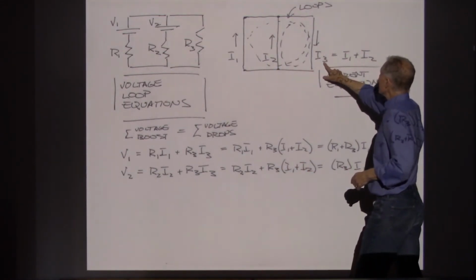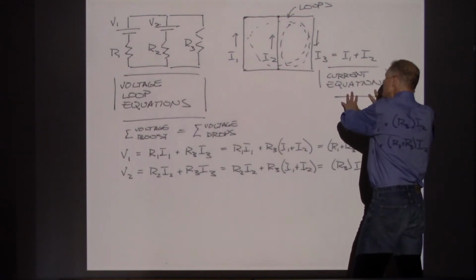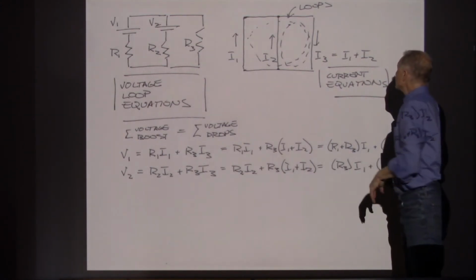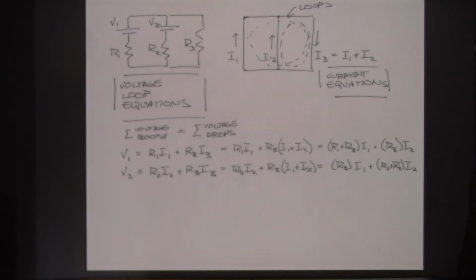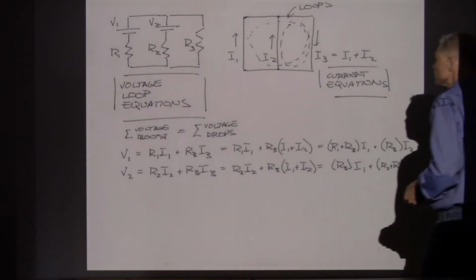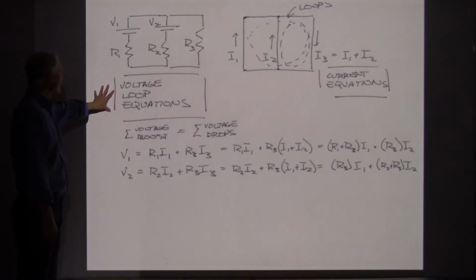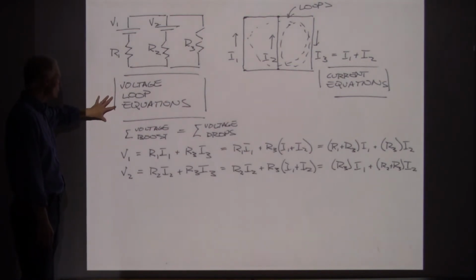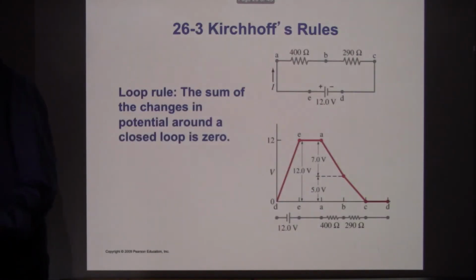So that says that I3 is equal to I1 plus I2, and that gives me a junction equation which relates currents. So I have an equation in terms of the three currents, and that gives me one equation. I have three unknowns. I only have one equation so far. So I've got to find some other equations. Now the other equations are going to come from voltage loop equations, and let's go back and see what that looks like.